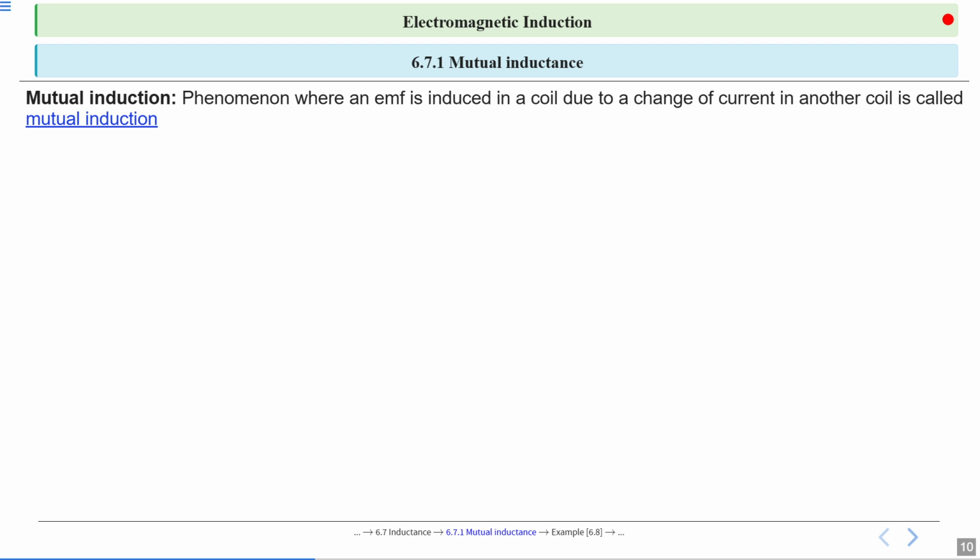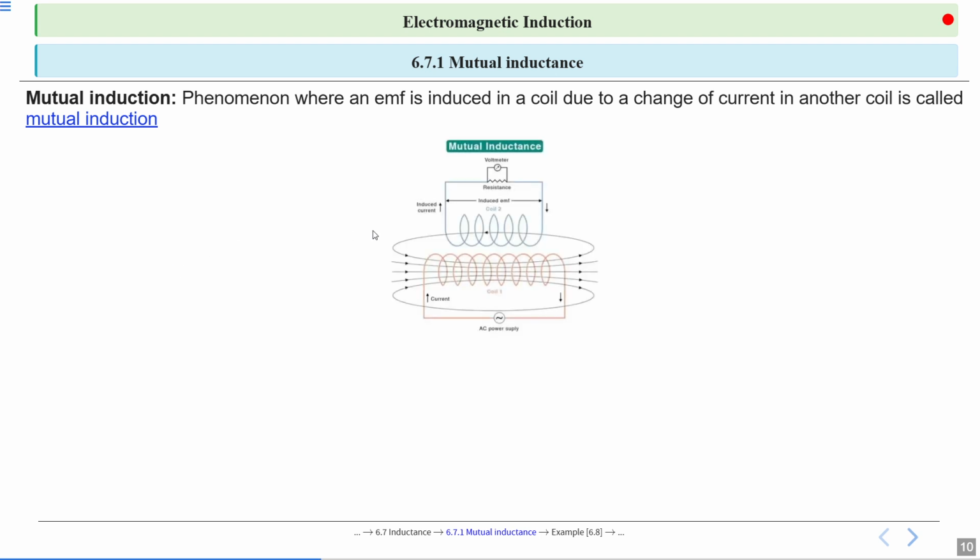So the phenomenon where an EMF is induced in a coil due to change of current in another coil. We are changing the current in the other coil and EMF is induced in this coil. This is due to the change in the magnetic field. Due to the change of current, the magnetic field is changing, and the magnetic flux through the coils is also changing. This phenomenon is called mutual induction.